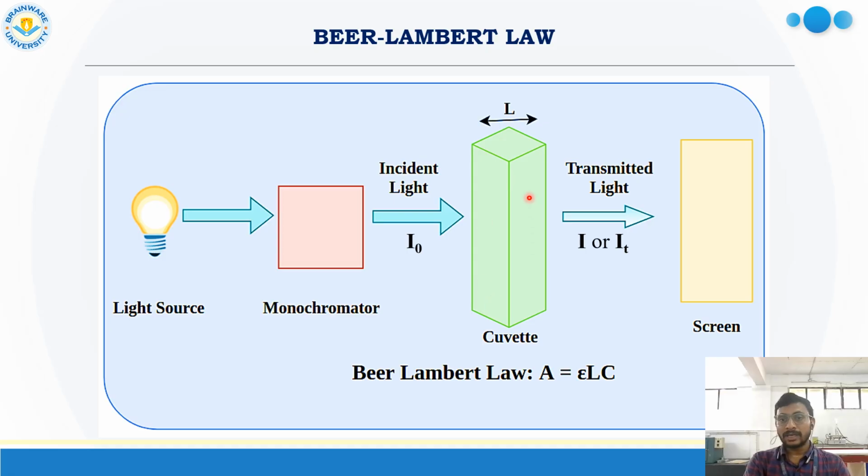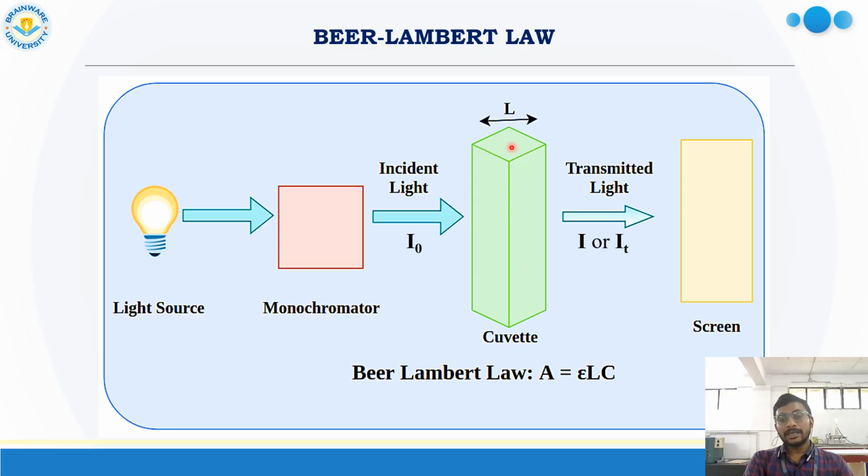In this box we have the sample solution. It is held in what is called a cuvette. Inside this we have the sample solution, and the incident light I naught is entering. After passing through the sample, some amount of the light or radiation is absorbed, and the remaining light is the transmitted light.